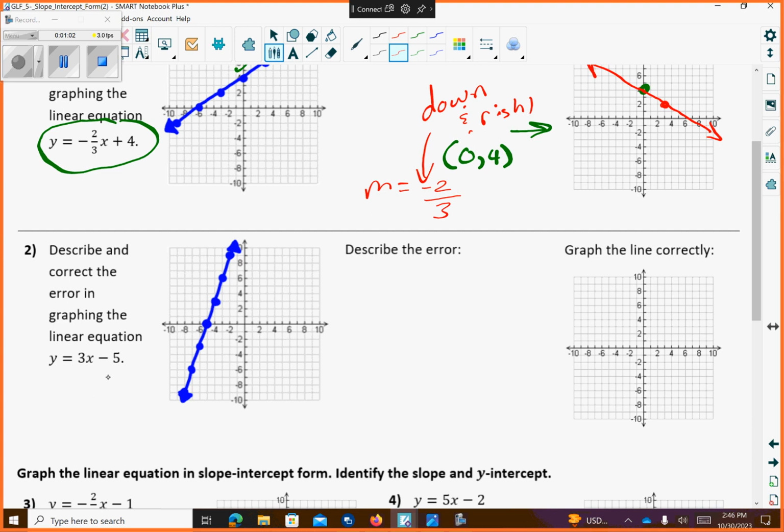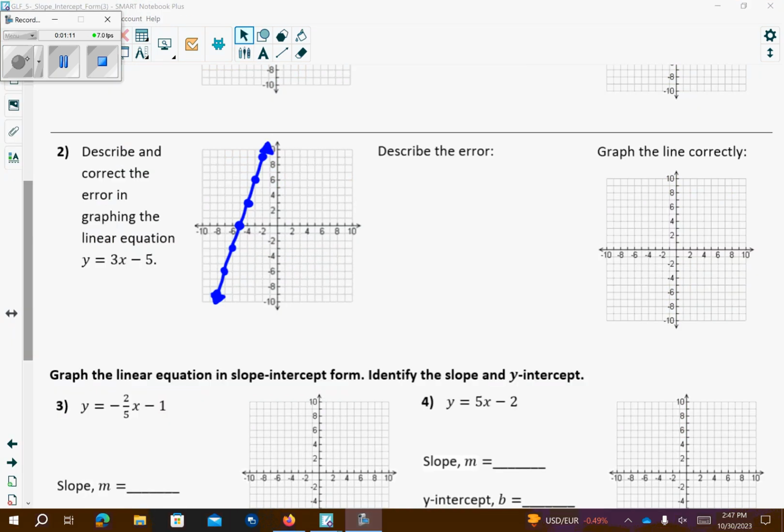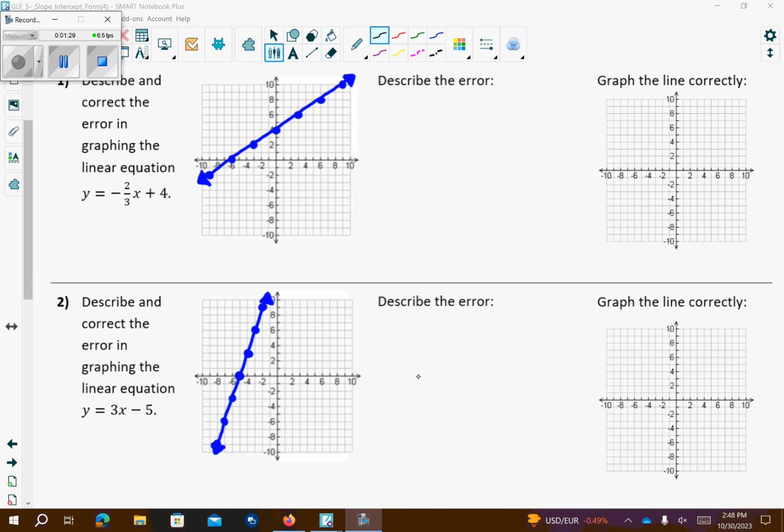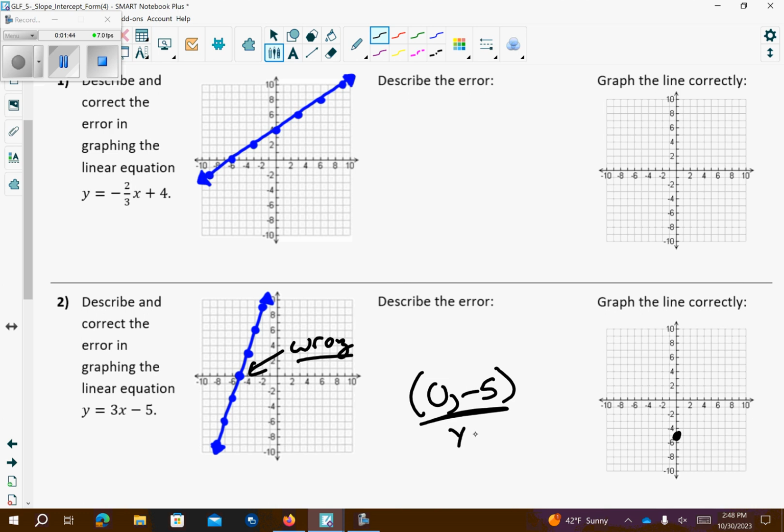Problem number 2, again, we want to correct the error, so my y-intercept is (0, -5), and you always want the y-intercept to be a point. Our y-intercept is going to be (0, -5). So that's down here. It looks like they actually had graphed it here, and that's wrong, because this is the y-intercept, not the x-intercept.